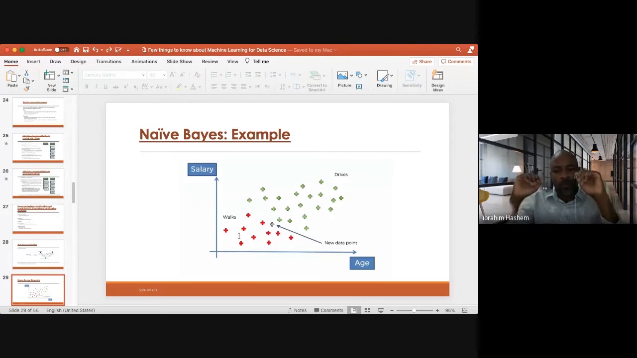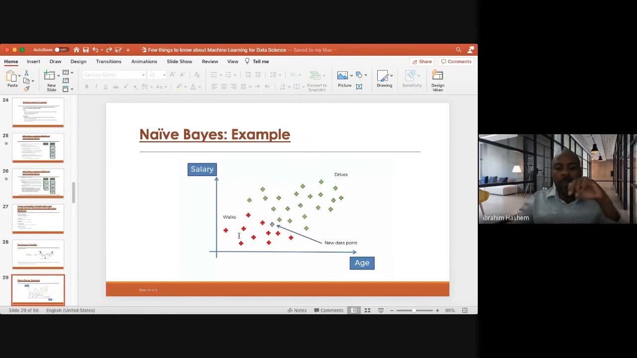So what we want to do now is use this data as an example to predict if a new person comes to a particular company with a certain age and salary, whether this person will drive to the company or walk to the company. In order to do this kind of prediction, we need to learn from our data set. So we have the green, which is the number of observations of those who drive to the company, and the red one is the number of people who walk to the company.